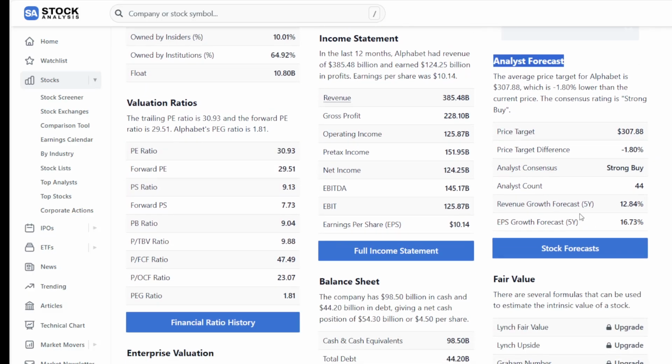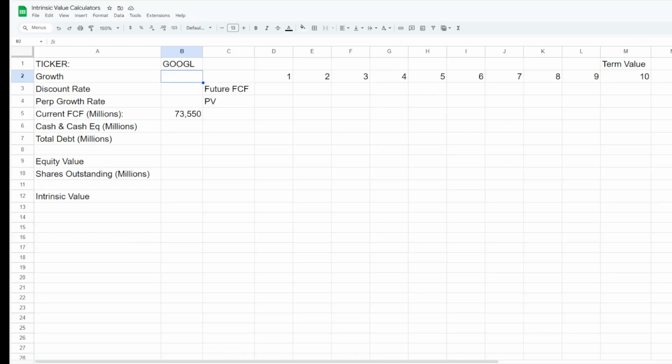And we're not saying that this is what free cash flow is doing, but we think that revenue and EPS are going to grow like that. So we're going to use those numbers as sort of a proxy for what we think the free cash flow is going to do for Google. So we're going to call it somewhere in the middle, and we're going to say it's 15% for our purposes. So for growth right here, I'm going to put in 15%.